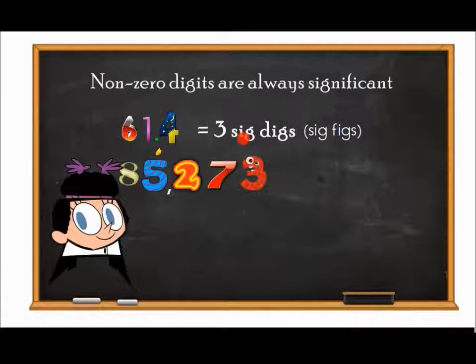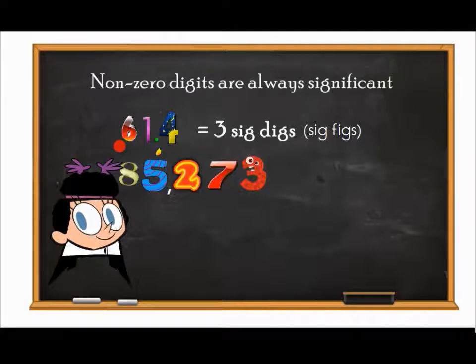Non-zero digits are always significant. That means anything that's not a zero is important. Now down here on my answer that I've done for you, you're going to see I've got sig digs or sig figs. Sig figs are just significant figures, so you can use either one interchangeably. I have a habit of saying sig digs because I like the way it sounds.